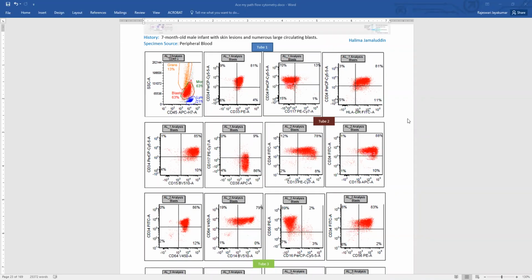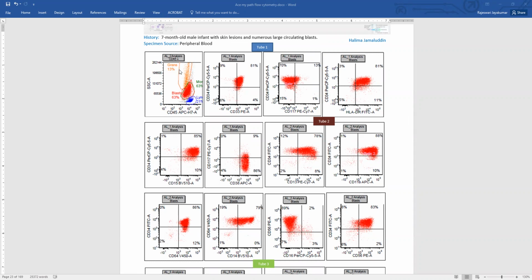Hello everyone. We are now going to go over the peripheral blood flow cytometry plots from a 7-month-old male infant who presented with skin lesions and numerous large circulating blasts. Let's start with CD45 versus side scatter. We have 21% cells in the lymphocyte gate. These express bright CD45 and have low side scatter. And there are 13% cells in the granulocyte gate.